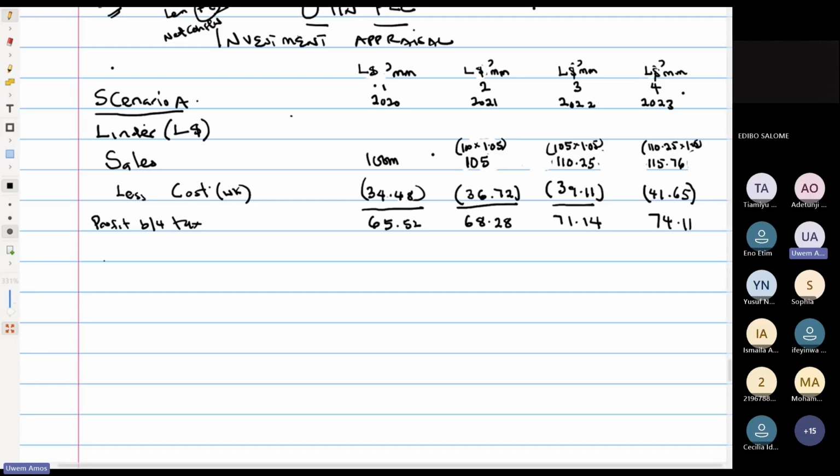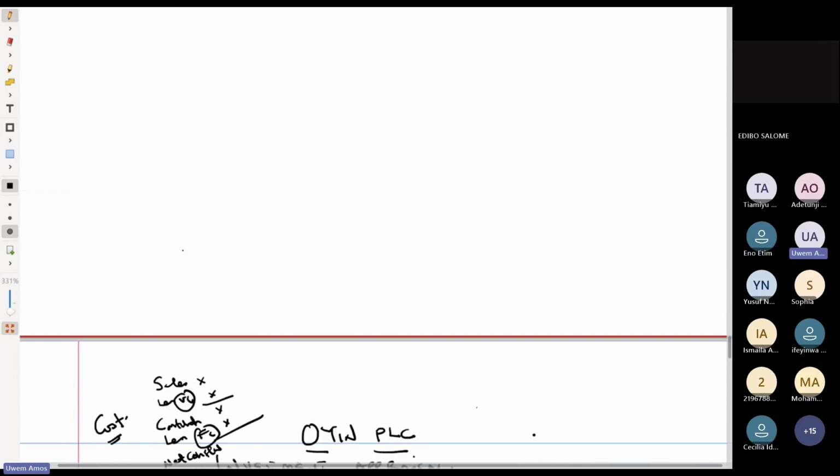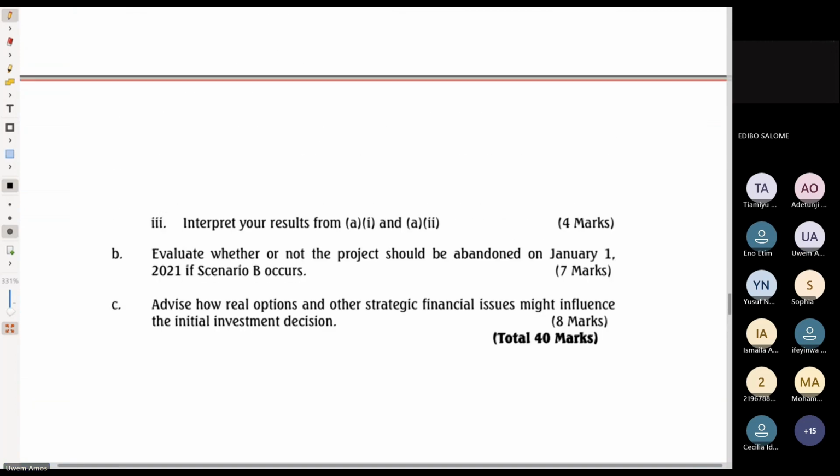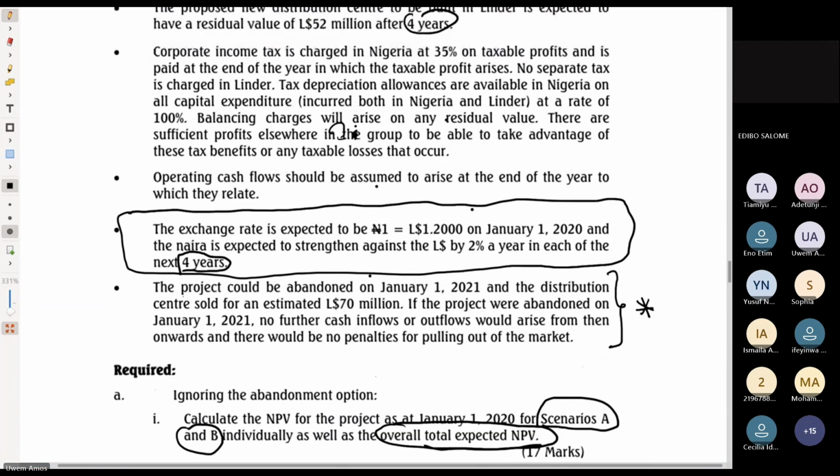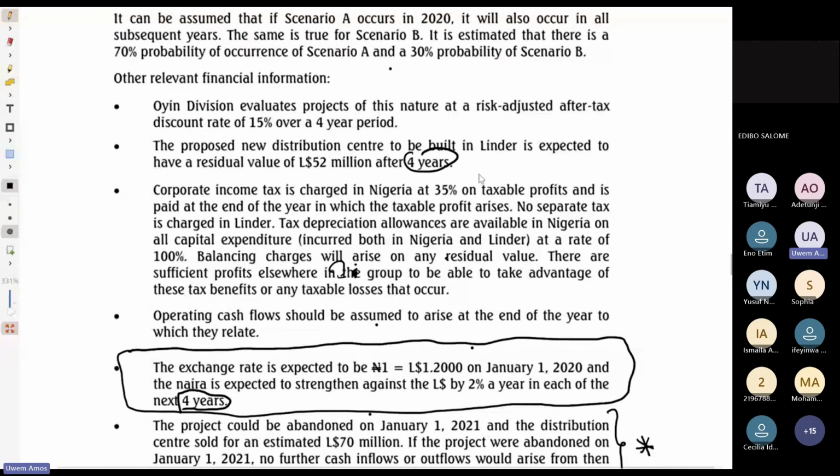So if we have taxation, our taxation will go in here. Let's see if we have taxation, because it's profit before tax. If we have taxation in Linda, our tax will go in there. It says right here that corporate income tax is charged in Nigeria at 35% on taxable profit and is paid at the end of each year in which the taxable profit arises.